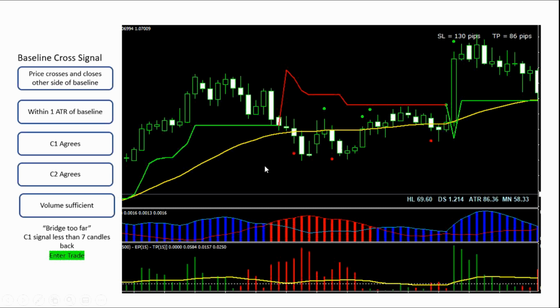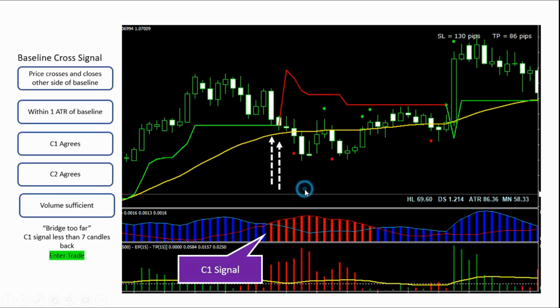I want to back up and I just want to review what we had talked about before. Okay, so we talked about our C1 signal, and in this case, things did not line up, right? We got our signal, we had volume, but price was on the other side of the baseline and our Supertrend did not agree. So we had our 1 candle rule. However, still did not agree. So our C1 signal is a no trade. It's a no-go because we only had 2 candles to get there.